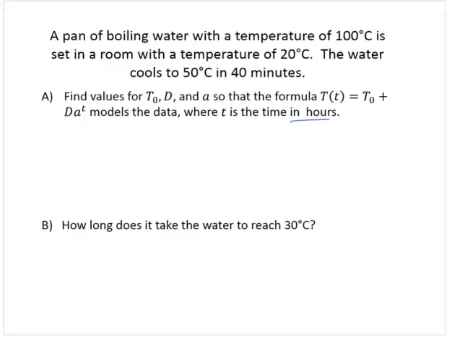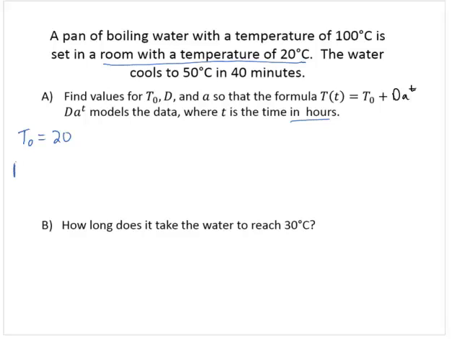Alright, so this is referring to Newton's law of cooling. And so we can immediately determine some information. For example, I know immediately that T naught is 20. T naught refers to the surrounding temperature. We're told that the room has a temperature of 20 degrees Celsius, so T naught is 20.